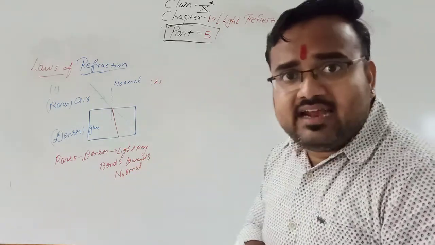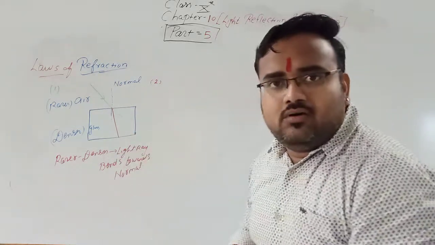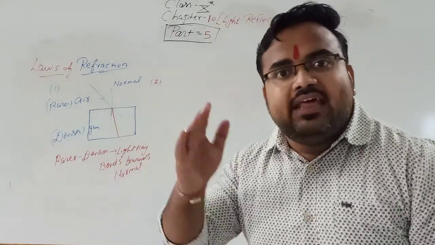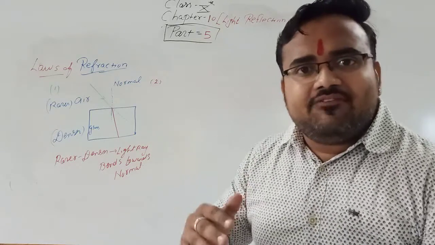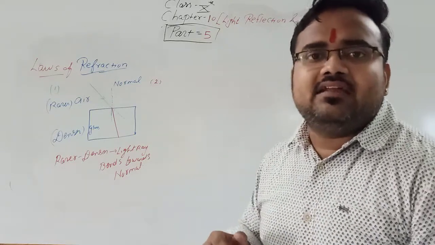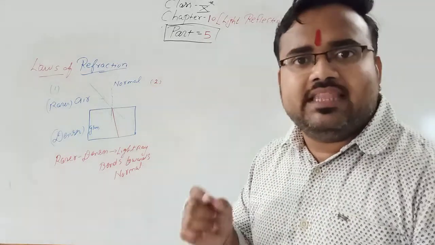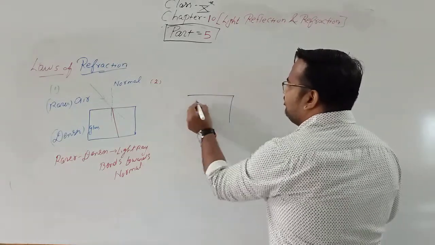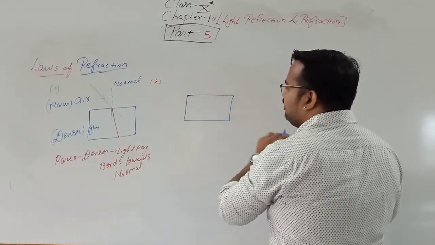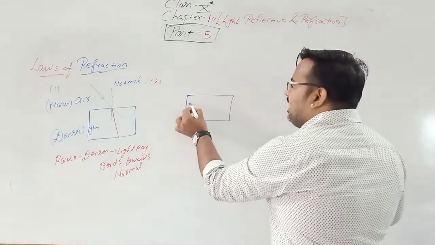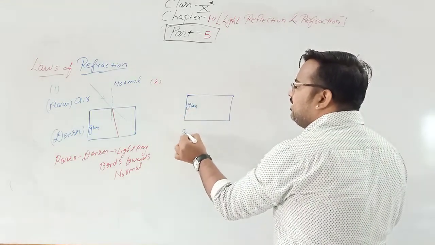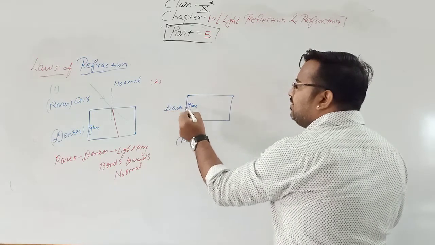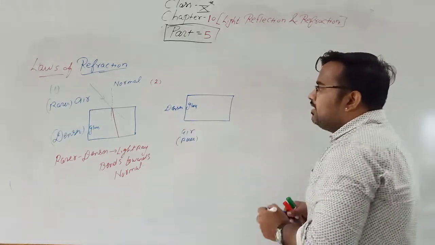Now, the second law says exactly the opposite of this law: if the light ray travels from denser to rare, then it bends away from the normal. For example, this is again a glass slab. Now see, this is glass medium and this is air. Air is a rarer medium, we know that, and glass is a denser medium. Clear?